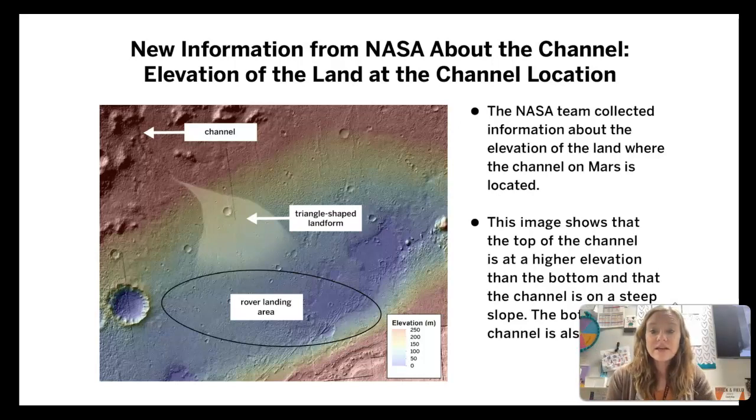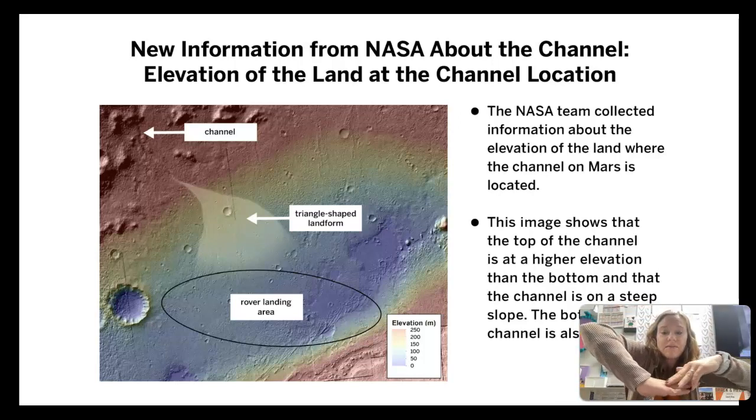The NASA team collected information about the elevation of the land where the channel is located on Mars. This image shows that the top of the channel is a higher elevation than the bottom, and that the channel is on a steep slope. The bottom of the channel is also more flat. So it's a steep slope at the top, and then it comes down, and it's a little bit flatter. If I make my picture bigger, I'll show you. If this is my channel, it's higher up top, it's going to come down, and then it's going to flatten out. There we go.